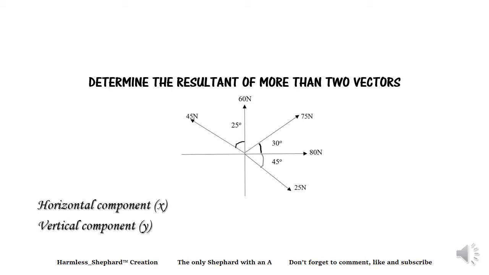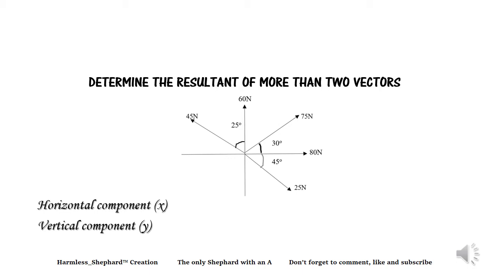So you now have to look at all the forces in the x axis, that's the horizontal component. So we have 80 basically, then 75, 25 and 45 are supporting forces. On the vertical component, we have 60 basically, then 45, 75 and 25 are still the supporting forces. So we'll start with the horizontal side.